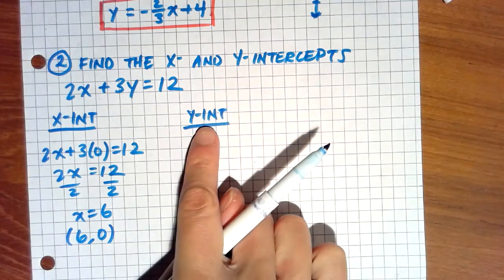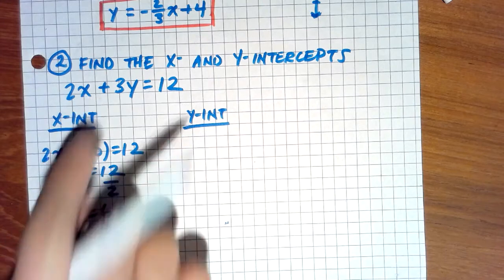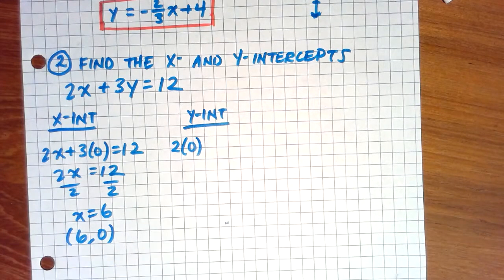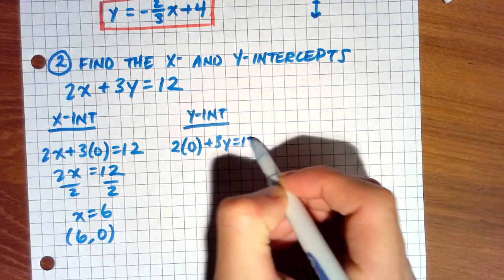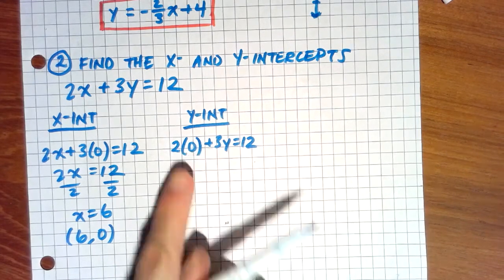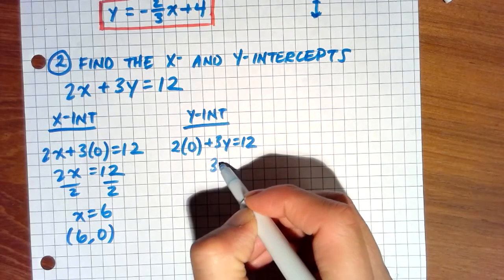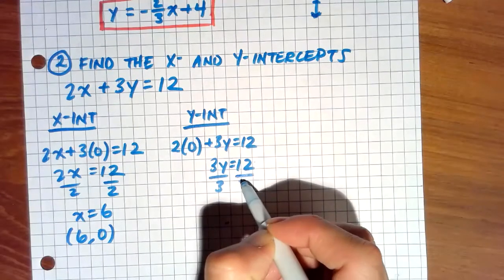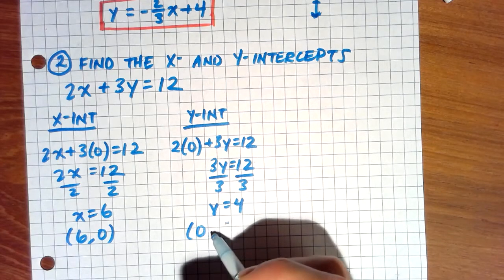The y-intercept is when x is 0. So I'm going to write the equation, but instead of x, I'm going to substitute in 0. So 2 times 0 plus 3y is equal to 12. 2 times 0 is just 0, so that's going to go away. So I'm just going to be left with 3y is equal to 12. Divide both sides by 3. Y is equal to 4. My y-intercept is 0, 4.